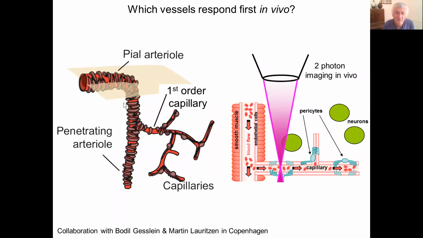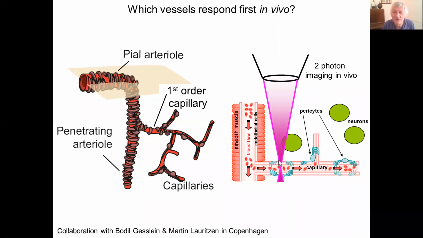This is a diagram of the plumbing of the cortex in vivo. So pial arteries, arterioles, which are very large actually, go down into penetrating arterioles, which are about 10 microns across with smooth muscle around them. They then branch off into different order capillaries, like first order, second order, and so on.